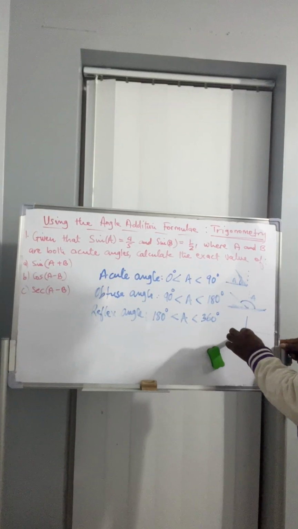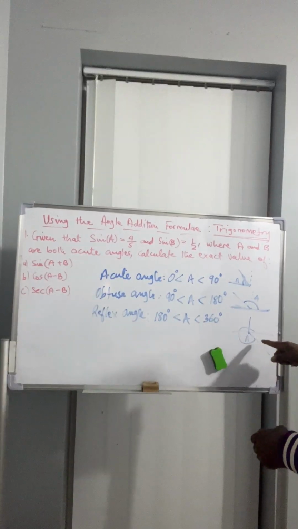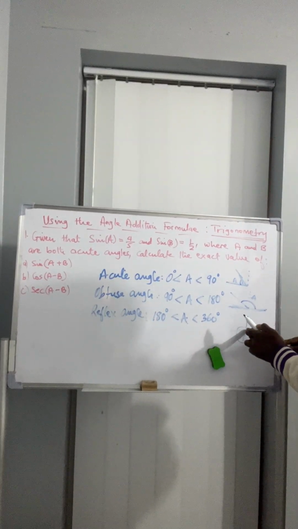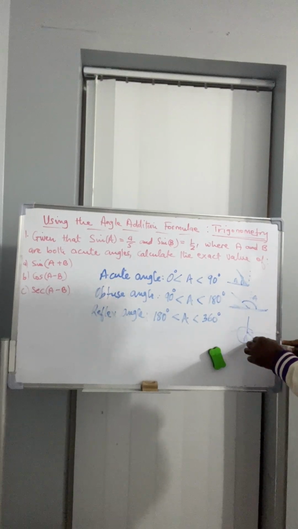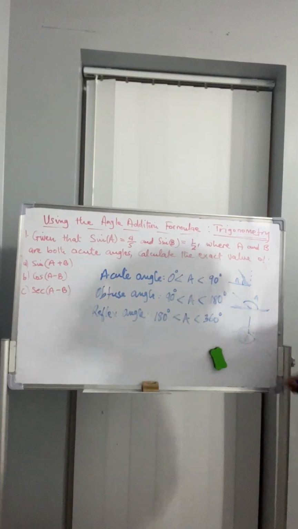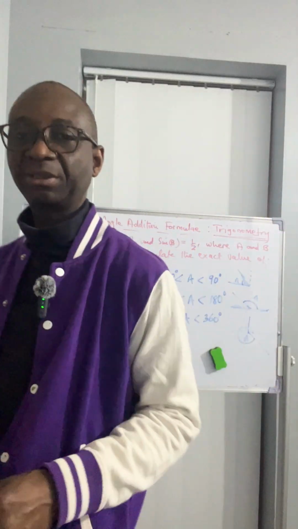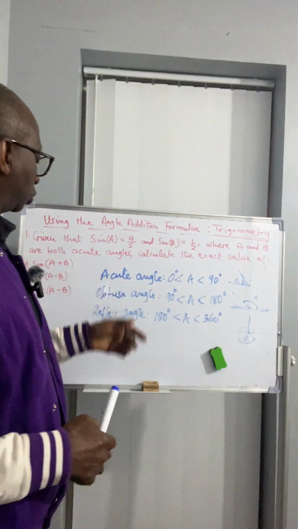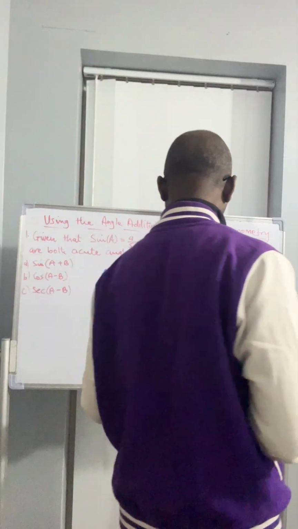So that angle is all the way here. This is A. It's all the way from here. This is your 90. I'm just illustrating. So it's greater than 180, but less than 360. That is the angle A here. I hope this helps, because you will come across these words: acute angle, obtuse angle, and reflex angle. Now let's go to the problem.